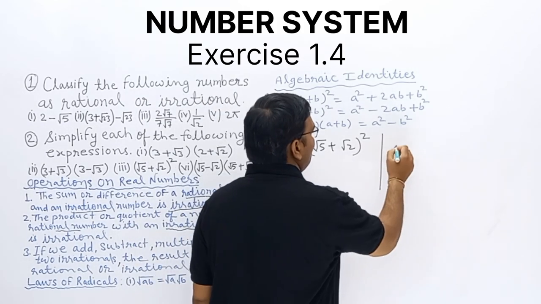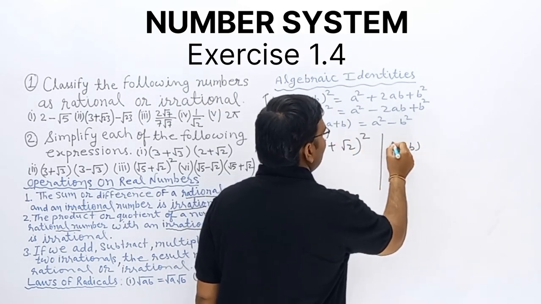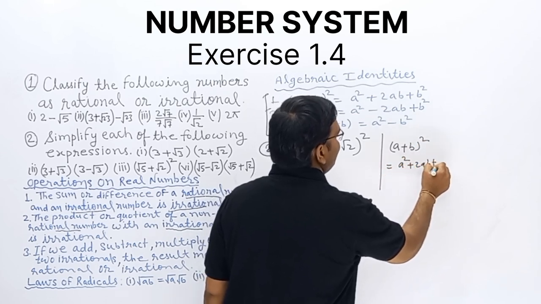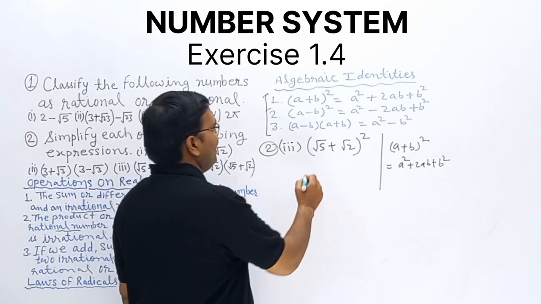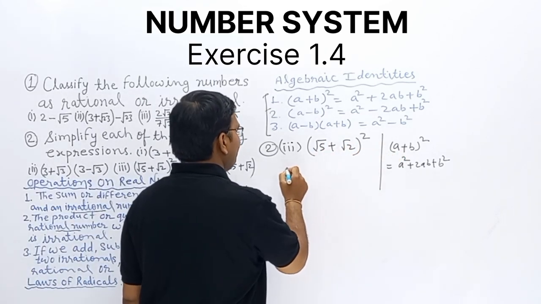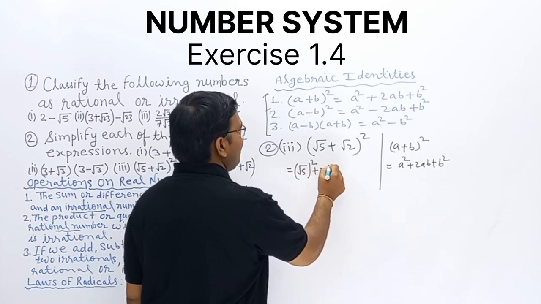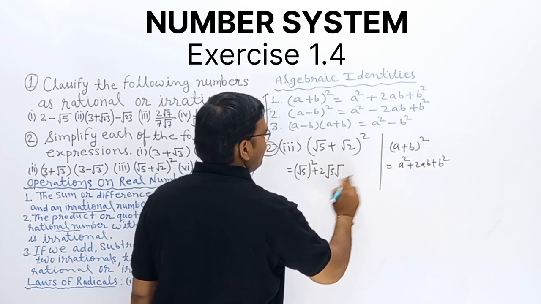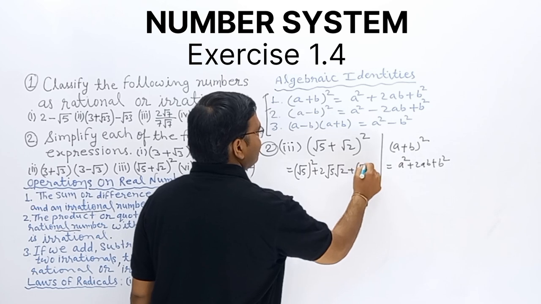So we already know in the algebraic identity we discussed, (a + b) whole square will be a square plus 2ab plus b square. What is A? A equal to √5, b is √2. Apply this one: (√5) square plus 2 times √5 into √2, 2 times a is √5, b is this one, plus b whole square.